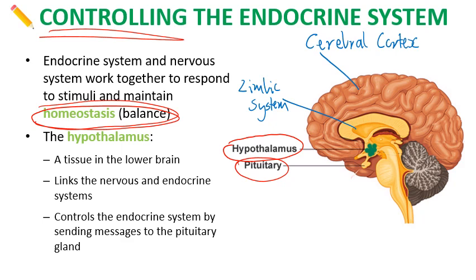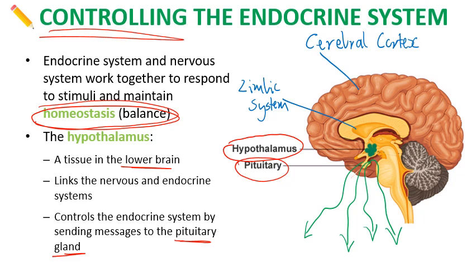So the hypothalamus is in the lower brain. It links the nervous and endocrine systems together, and then when the hypothalamus receives a message from the brain, it sends the message to the pituitary gland, and then the pituitary gland sends a whole lot of hormones through the bloodstream, which go to other glands, and then that controls other glands, and then they release more hormones ready to change some responses in our body and cause some responses in our body.